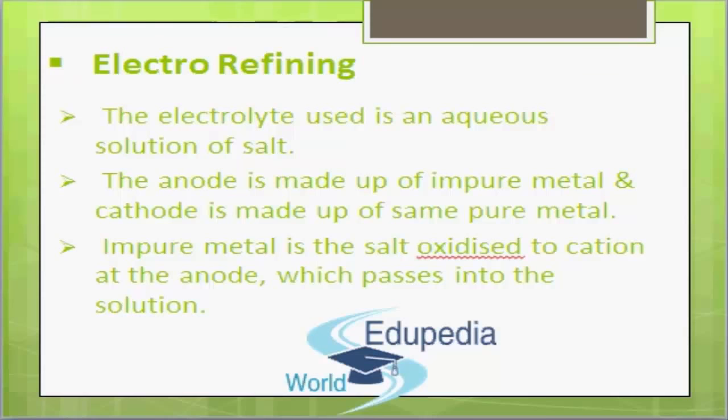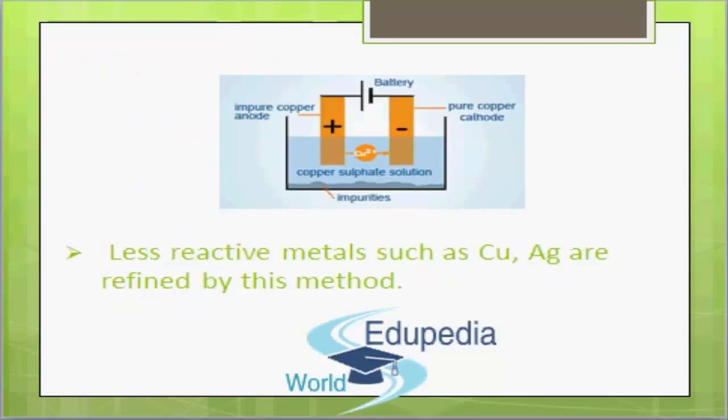Impure metal is oxidized to cation at the anode, which passes into the solution. The electrolyte consists of an aqueous solution of salt of the metal. So when an electric current is passed, the anode undergoes dissolution while the pure metal is deposited on the cathode. The insoluble impurities settle at the bottom of the electrolytic cell and are recovered as valuable anode mud. The soluble impurities remain in the solution. Highly pure metal is produced by this method.